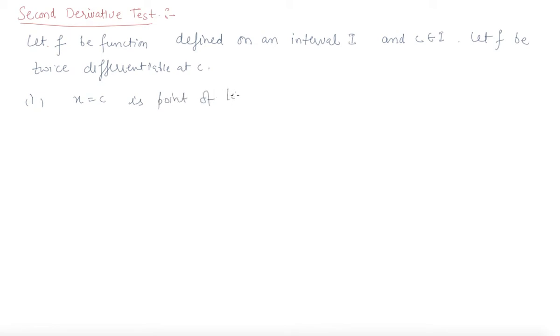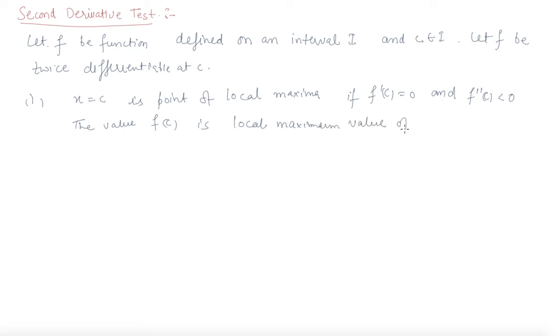Because it is the second derivative test, the first condition is x equal to c is a point of local maxima if f dash c equals 0 and f double dash c at this point is negative. The value f(c) is the local maximum value of f.